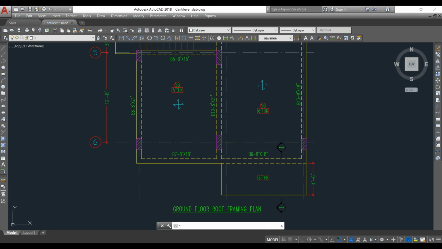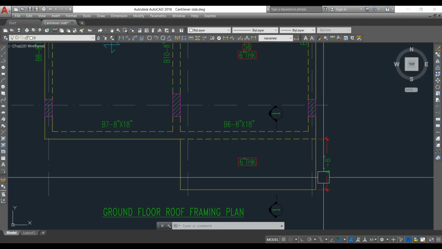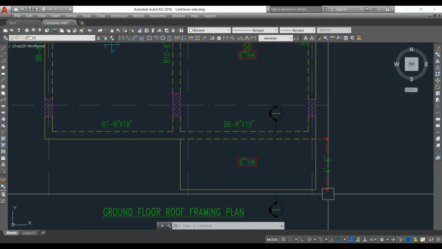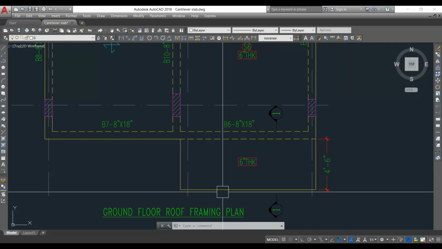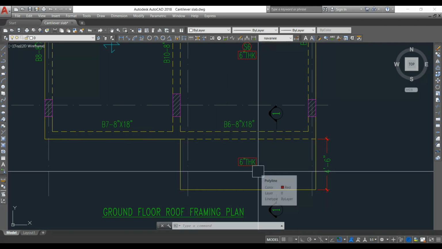In the previous video we had discussed cantilever slab basics. So in this video let's take one problem and then solve it. Here we have a cantilever slab of 4 feet 6 inches. The span of the cantilever is 4 feet 6 inches. Slab thickness is 6 inches. And let's see how we design this cantilever slab with a step-by-step procedure.